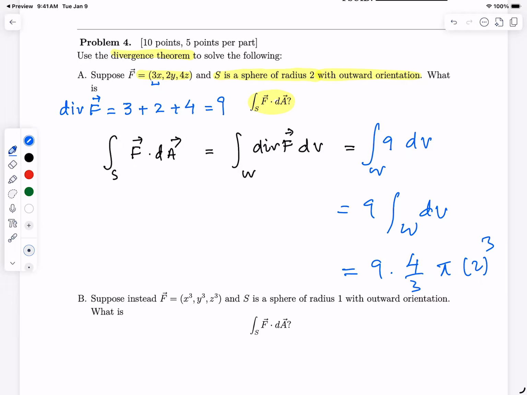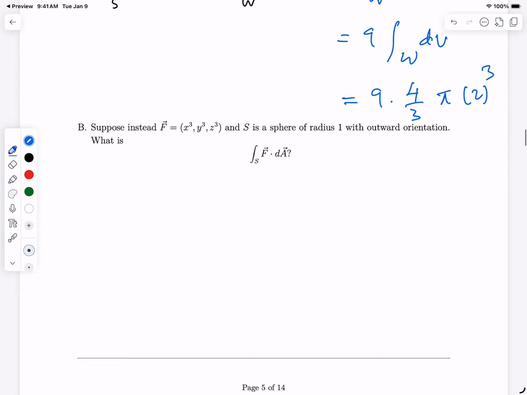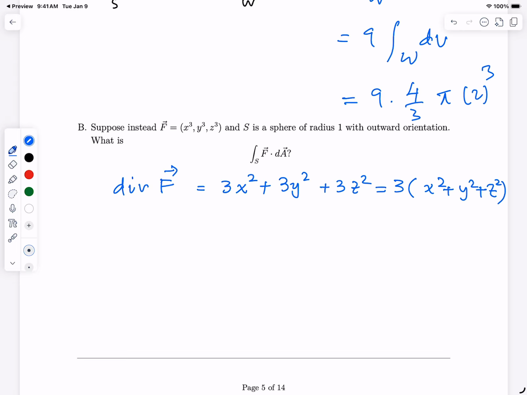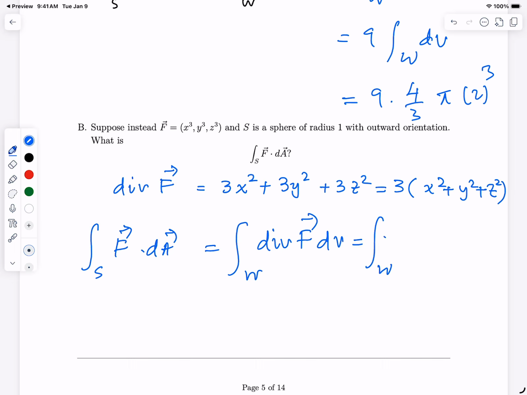Okay, very simple. Similarly, in B, I am going to apply the divergence theorem again. First of all, I am going to compute the divergence of vector field F, which is 3x squared plus 3y squared plus 3z squared, and I can maybe make it look nice by writing it in this way. So this flux through the boundary is the same as you integrate the divergence of the vector field over the whole W.